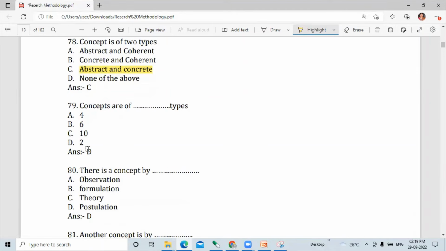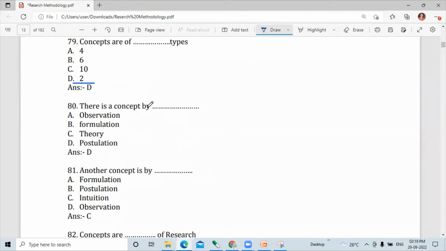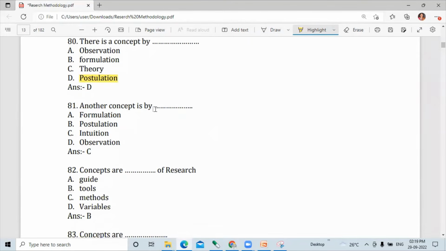Concepts are of dash types. We have discussed already abstract and concrete. So the answer is two. Next, there is a concept by postulation. And next, another concept is by intuition.